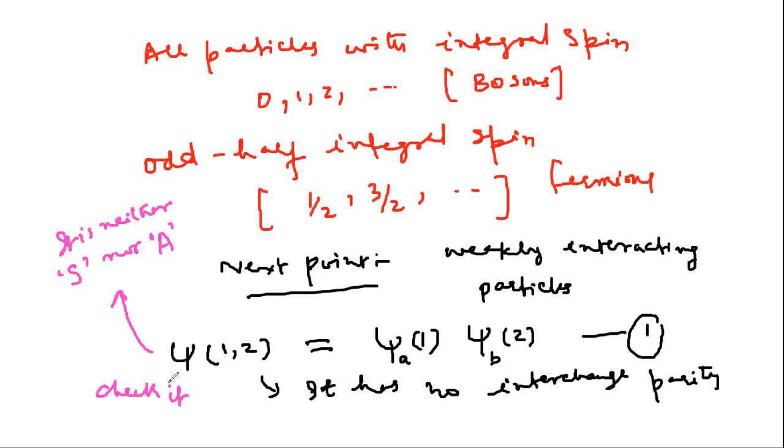Then what we do, we combine the interchanged partner of equation 1 with equation 1 to get the required symmetric and antisymmetric wave function. That is, we do get this.